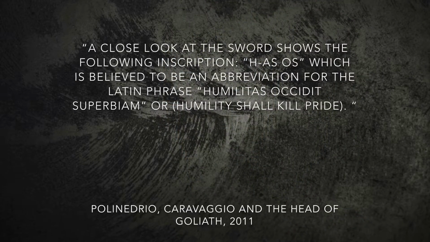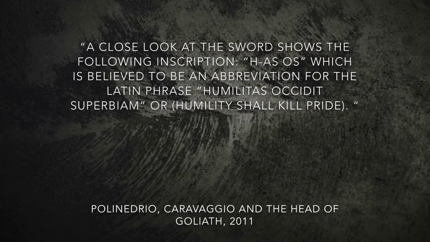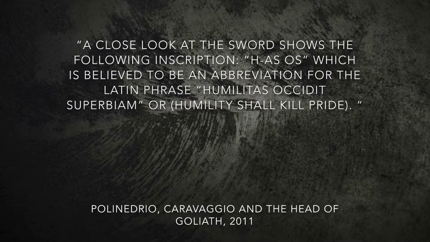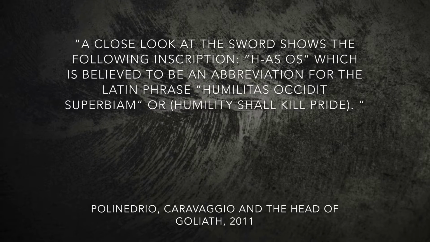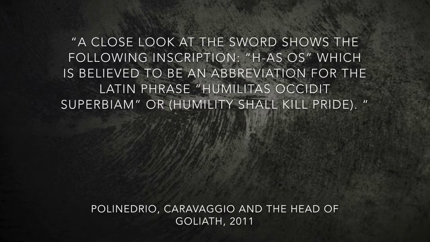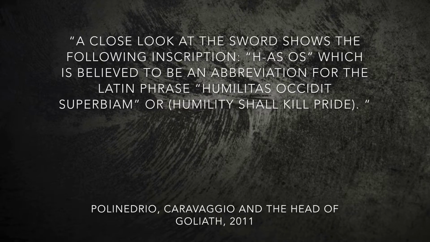According to the article Caravaggio and the Head of Goliath, a close look at the sword shows the following inscription: HASOS, which is believed to be an abbreviation for the Latin phrase Humilitas occidit superbiam, or humility shall kill pride.